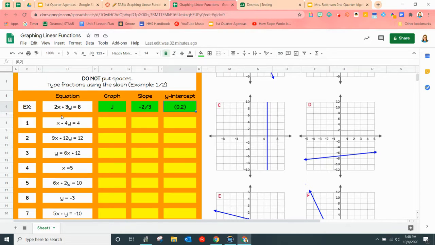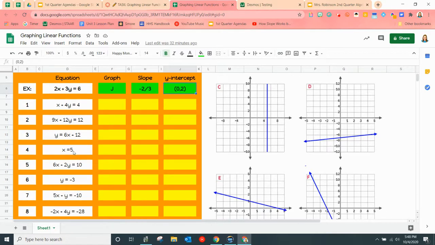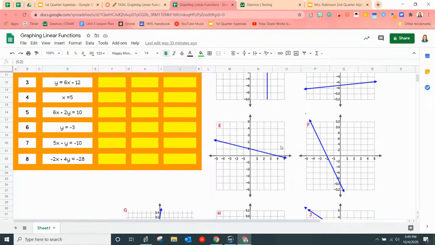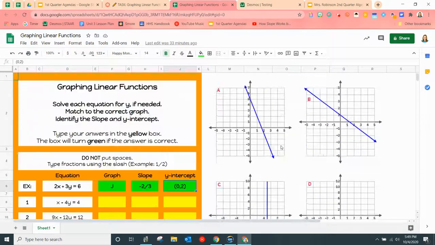So take each equation, solve it, just like the example I solved. Some of these are already in y equals mx plus b form. Look at number 3. Now number 4, maybe that one looks different. Maybe you're not sure. So if you're not sure, you can always hop on over to Desmos and try to graph it and see what it gives you. And then get your slope, get your y-intercept, type those in. Match it to your graphs, which are all over here on the side, okay?